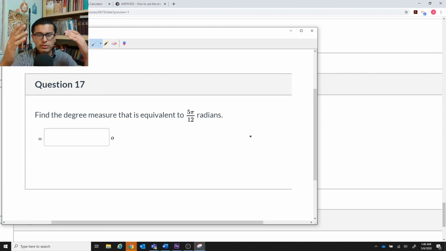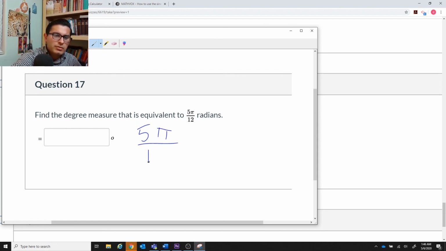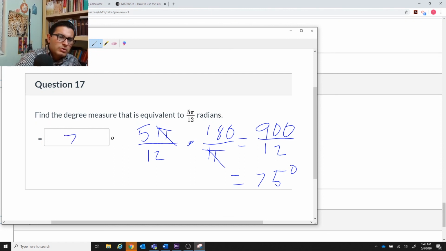It says find a degree measure that is equivalent to 5 pi over 12 radians. All we're asked to do is convert the radian measure into a degree measure. Now we're going to do that by taking our radian measure, which in this case is 5 pi over 12, multiplying it by 180 divided by pi, and see what that equals. Our pi's cancel out. This is going to be 900 over 12, which simplifies to 75 degrees. So our answer would just be 75 degrees.